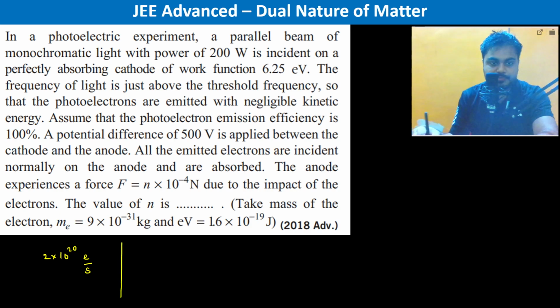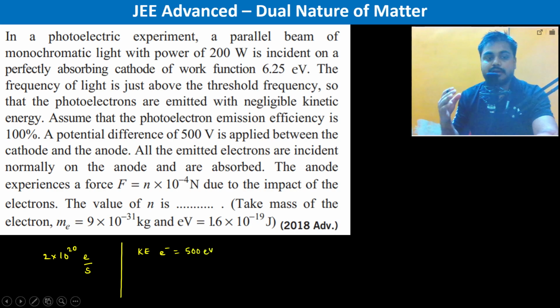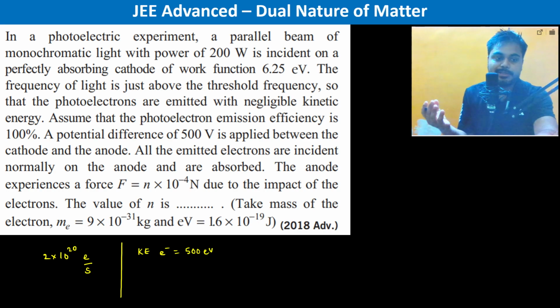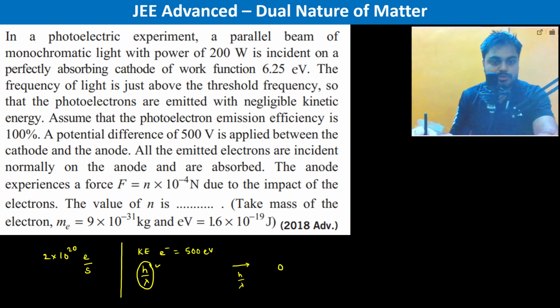Now these electrons are incident normally on the anode. Now what is the kinetic energy of each electron? This is equal to 500 electron volt, and now they are being absorbed by the anode. So therefore the change in momentum, because it gets absorbed, so the momentum now becomes 0.